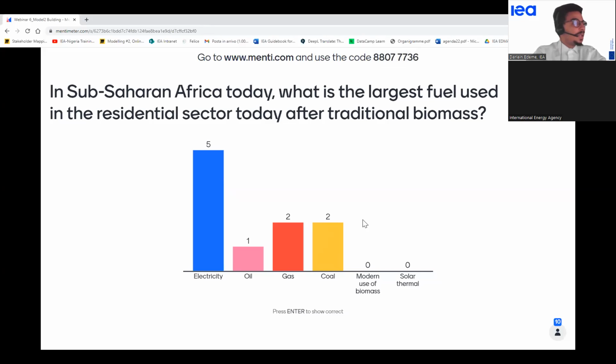Okay, I see that many of you have answered. The right answer was electricity. So after traditional biomass, electricity is the second largest fuel used. Specifically, we are talking about the residential sector, which is also the sector we will be focusing on during this presentation.